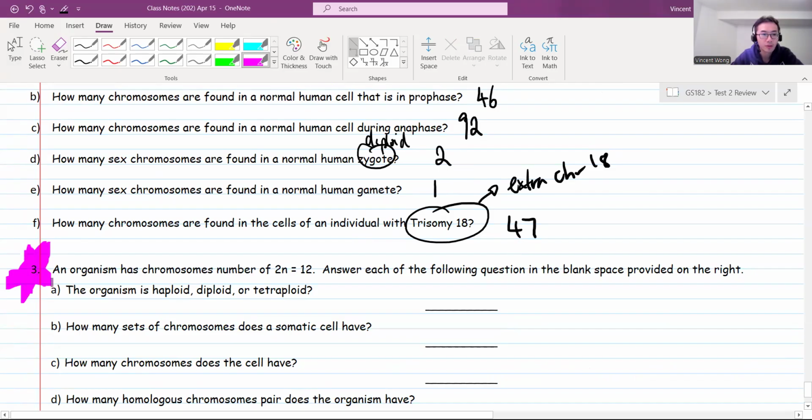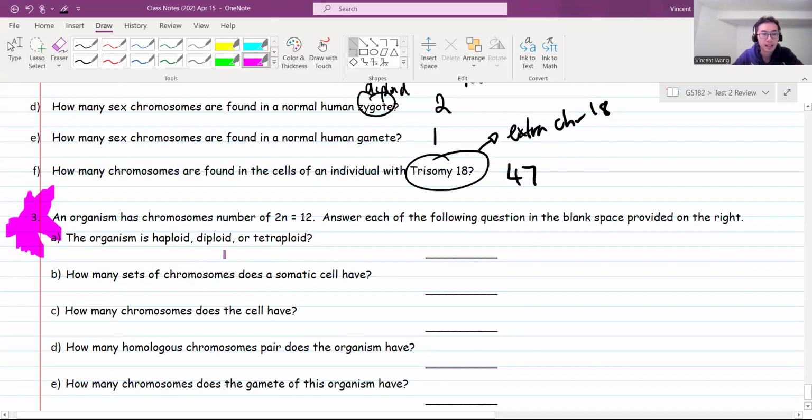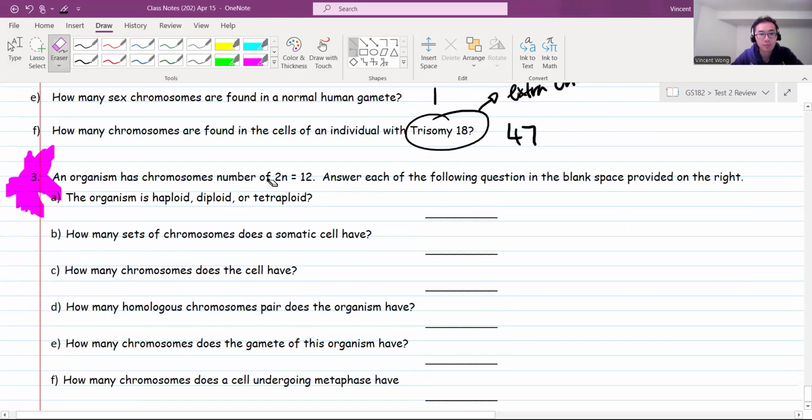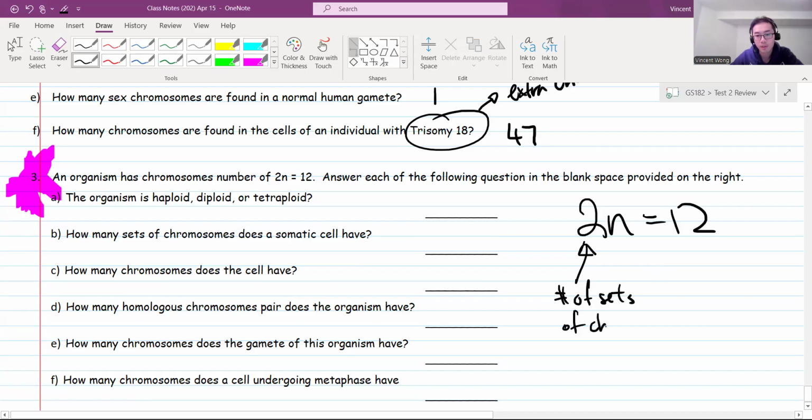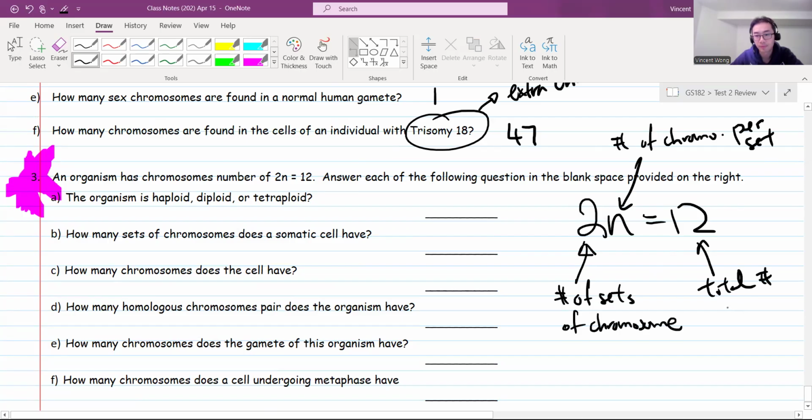Here's another question that you must know. An organism has chromosome number 2n equals 12. Let's remind ourselves what these numbers mean. This is the number of sets of chromosomes. This is the number of chromosomes per set. And this is the total number of chromosomes.